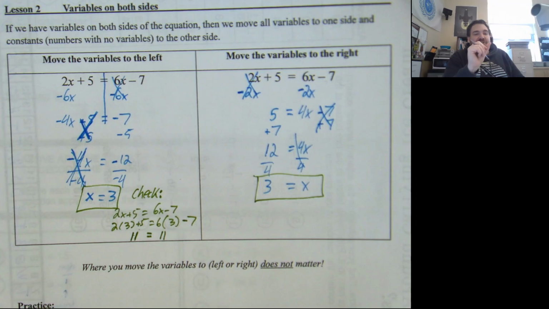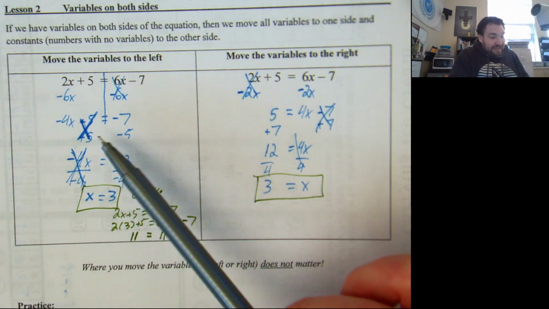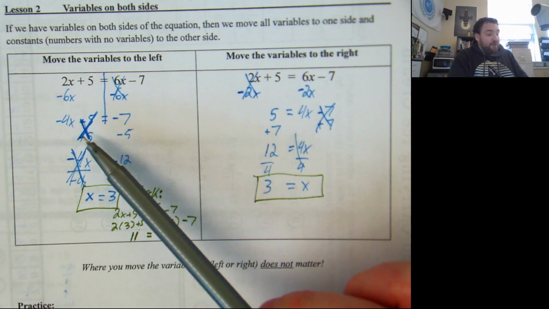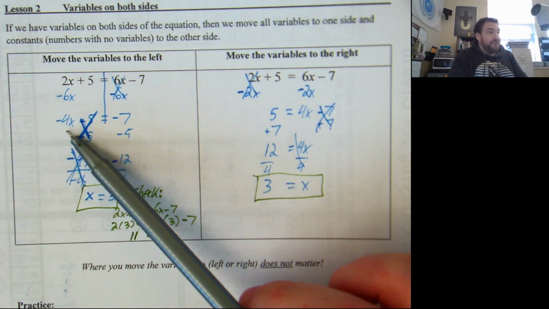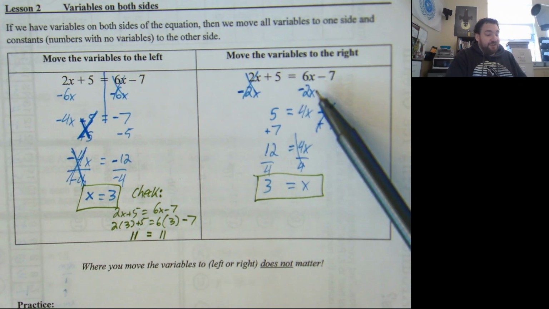So now the question I'm going to ask you is, why did I do this twice? And what's the only difference in doing it two different ways? Juno. In this case, yeah. When I moved it to the left, it became negative, a negative coefficient on the x. When I moved it to the right, the coefficient became positive.